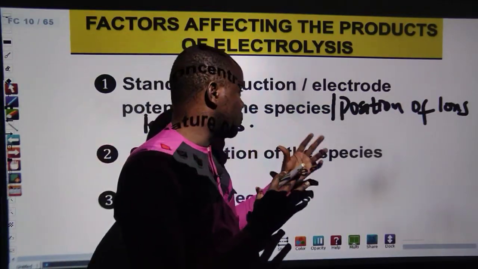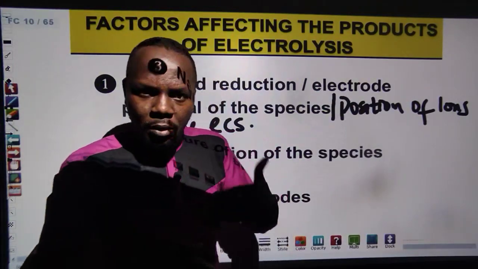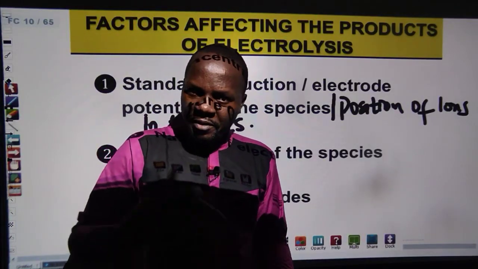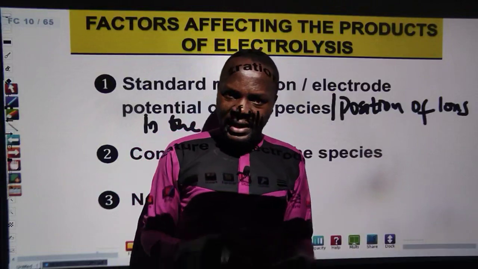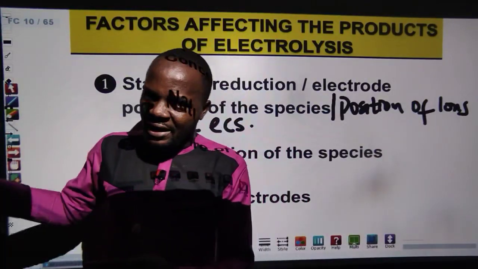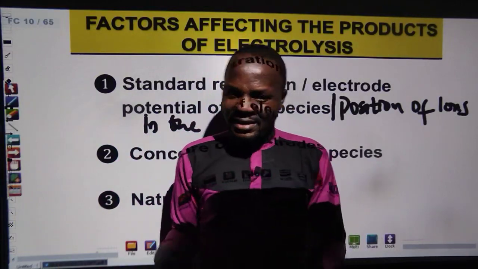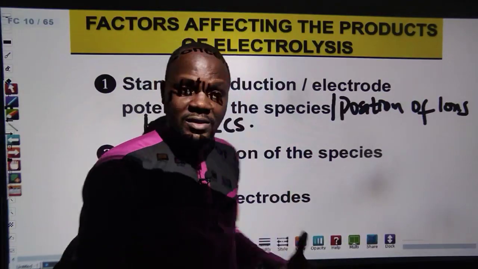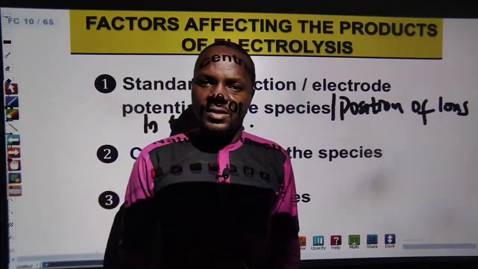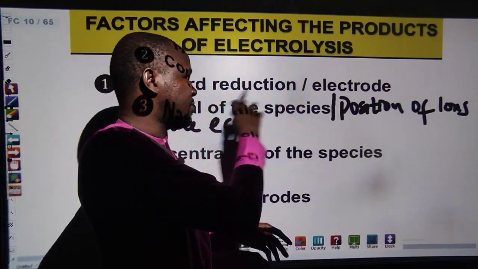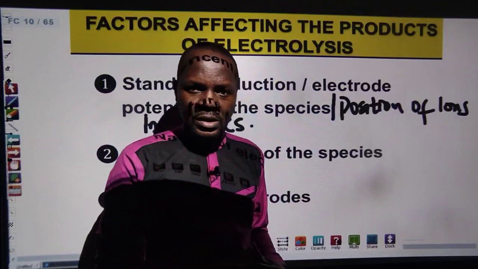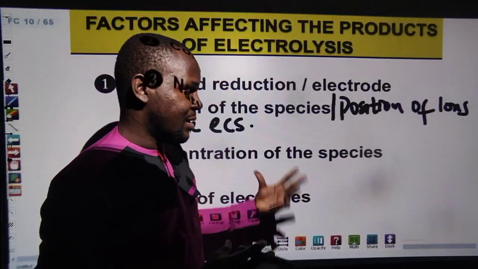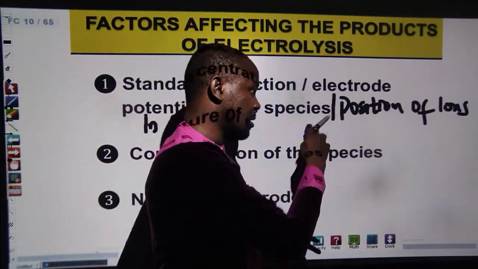So what we keep in mind is that at the cathode, the species with the more positive electrode potential has a preference to be discharged over the one with the negative charge. But at the anode, the negative ones, that is the anions, have more preference to be discharged than those that are positively charged. So this is the key about the standard electrode potential we have studied. But most O-level students, WAEC, NECO, GCE, CBSE, and other O-level exam boards, we test you basically on position of ion.